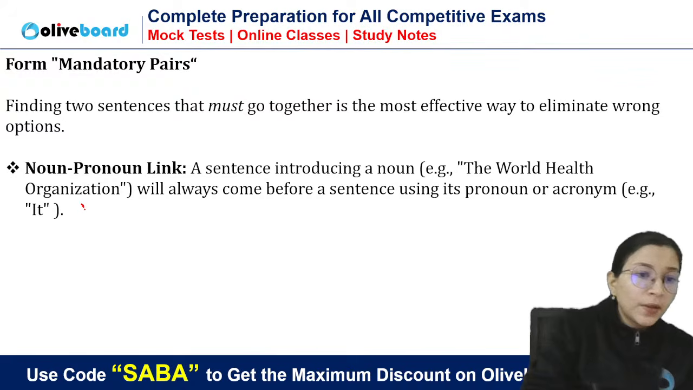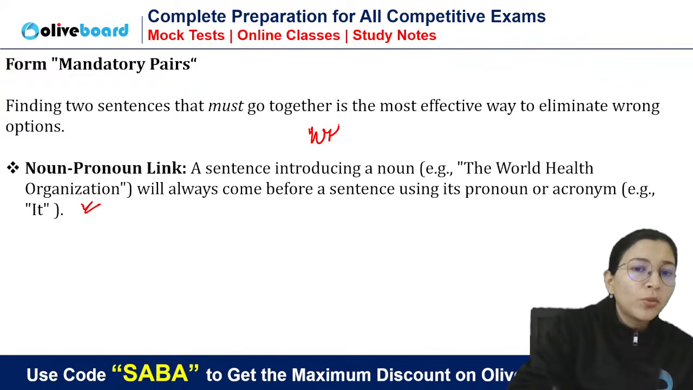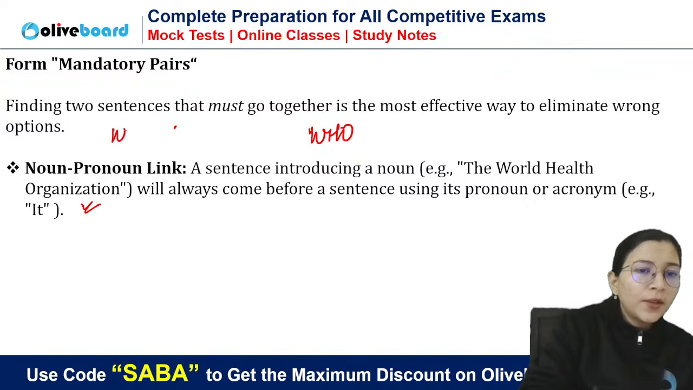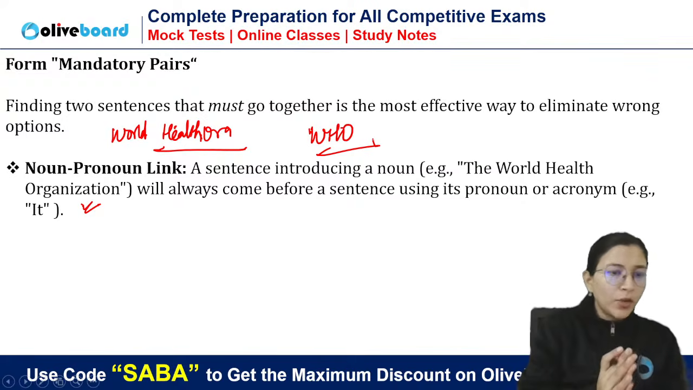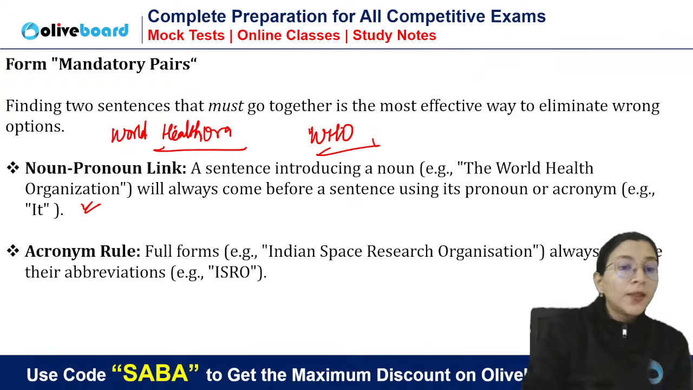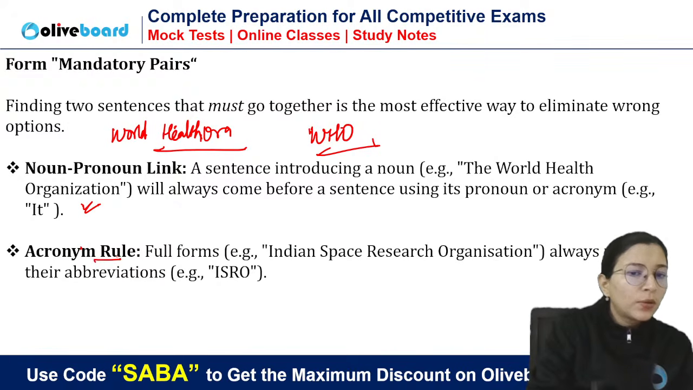Full form will be the opening sentence. Suppose World Health Organization and WHO both are given. In one sentence, World Health Organization is given and in the other sentence, WHO is given. Which one will come first? You know that first World Health Organization will come and then WHO will come. Okay. So all such pairing you can form. Then the acronym rule I have already told: full form will come first and then abbreviation will come. And this abbreviation will not be the first sentence also.